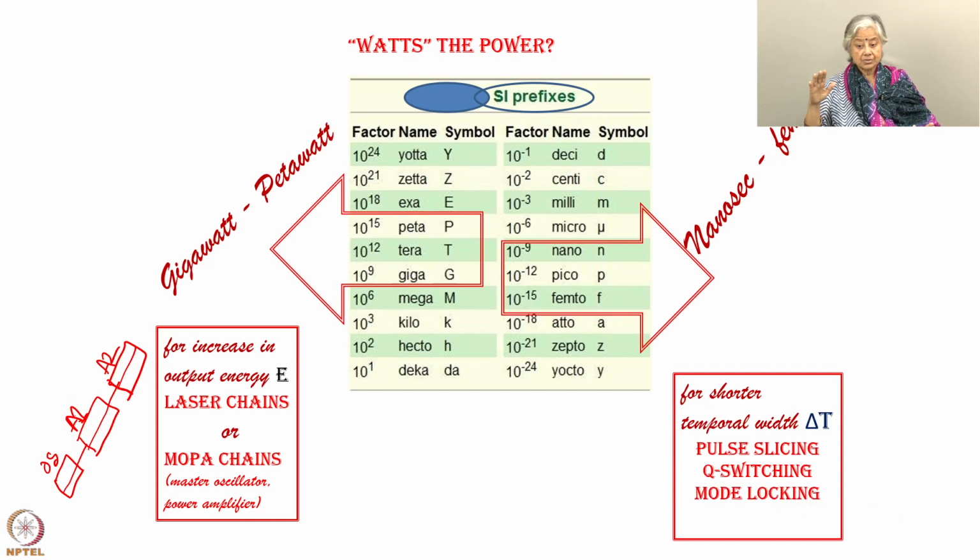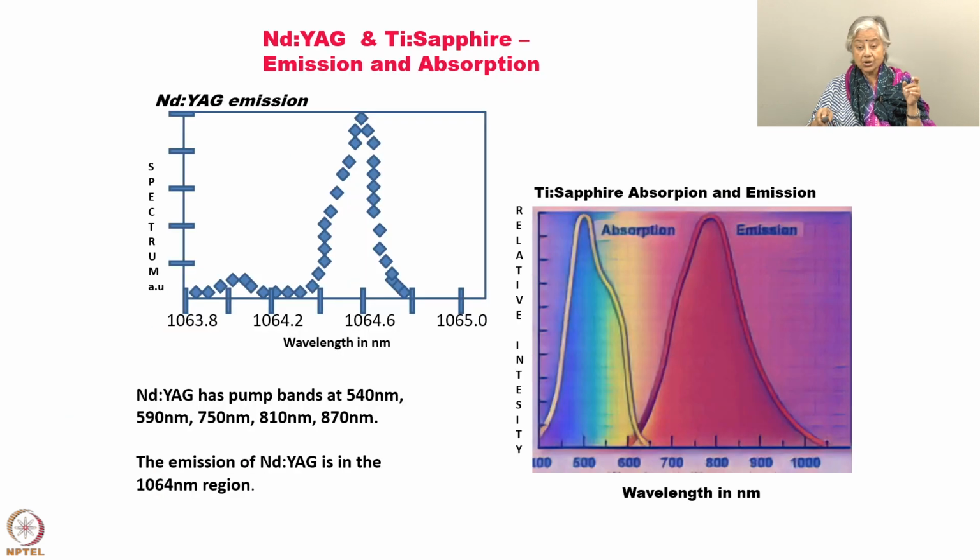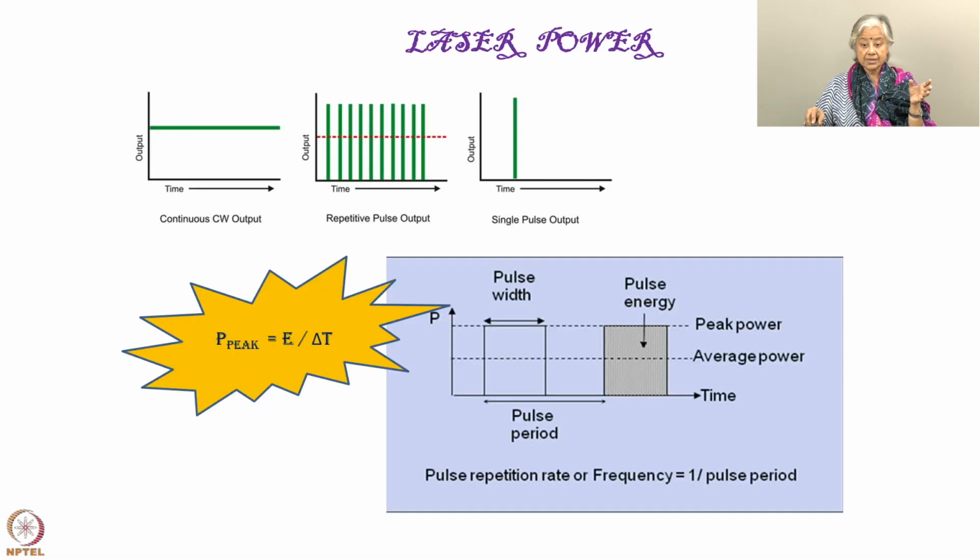And mode locking is a fantastic technique where the pulse can be shortened. In mode locking, the shortening of the pulse depends on the bandwidth that the laser sustains. If you have a very large bandwidth, as I have said in the case of titanium sapphire, then you can extract shorter and shorter pulses. That is why titanium sapphire is an important laser, and that is how it has become important in recent times.